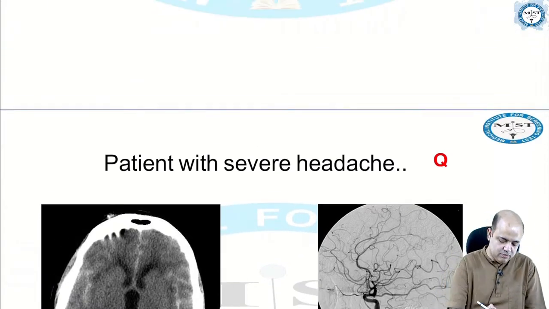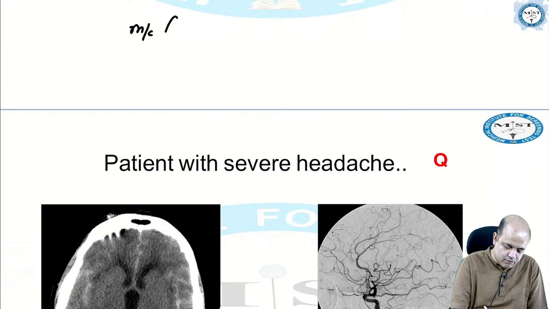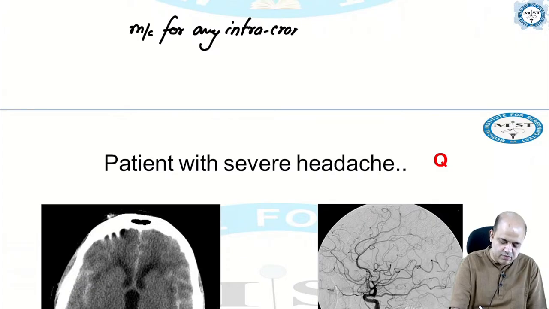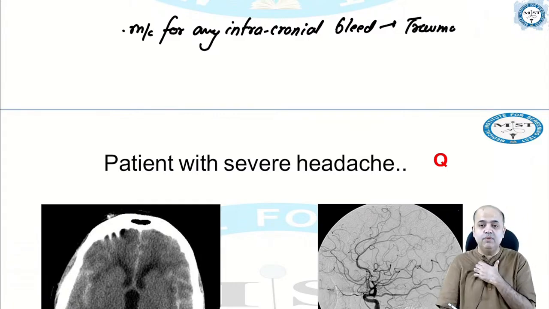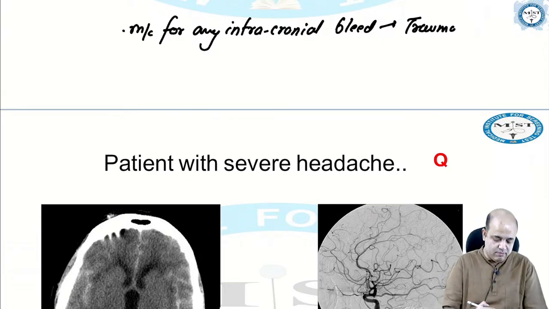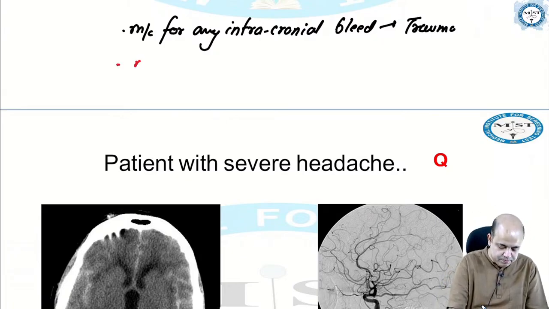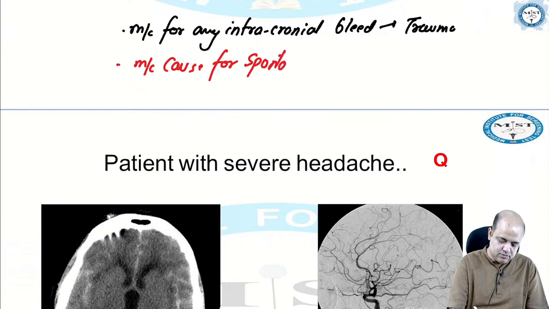The most common cause for any form of intracranial bleed is trauma. The most common cause of subarachnoid hemorrhage is also trauma. But what is the most common cause for spontaneous subarachnoid hemorrhage?